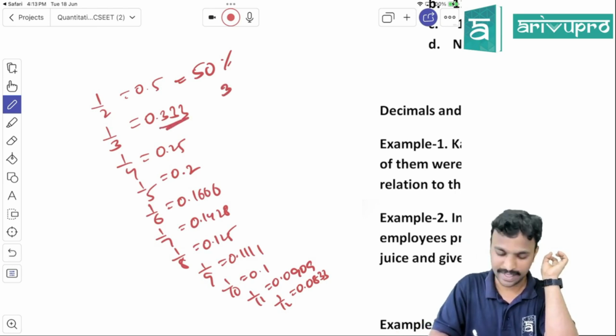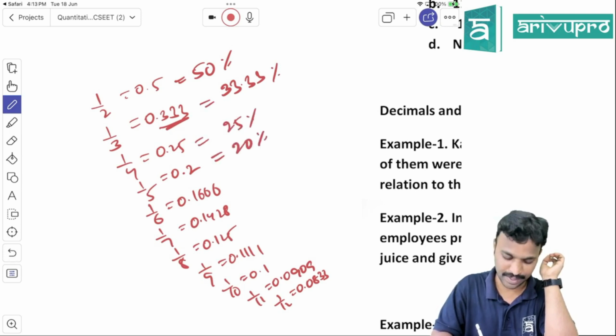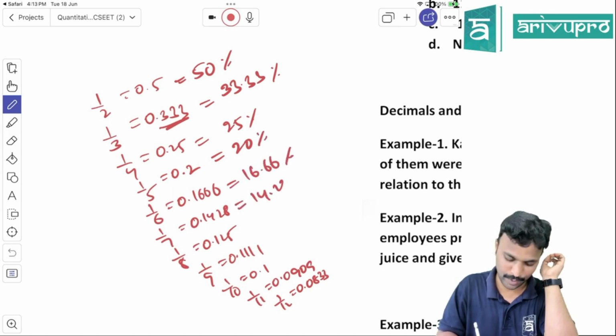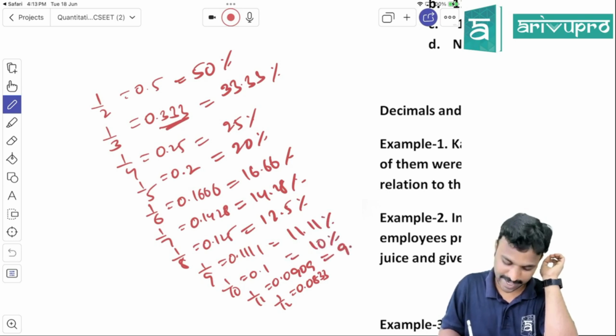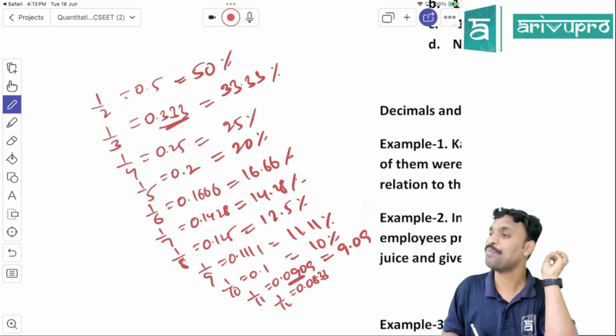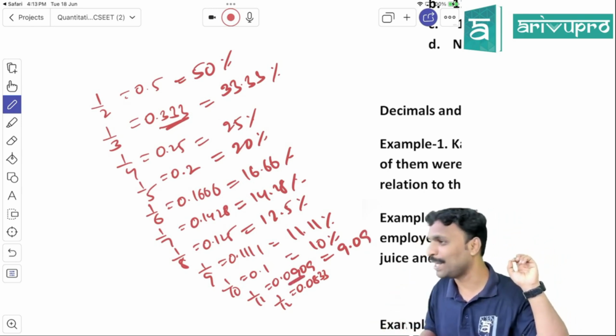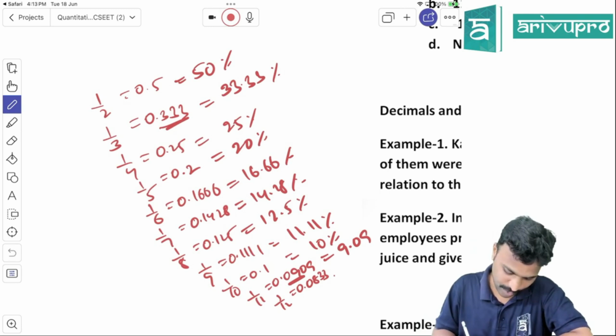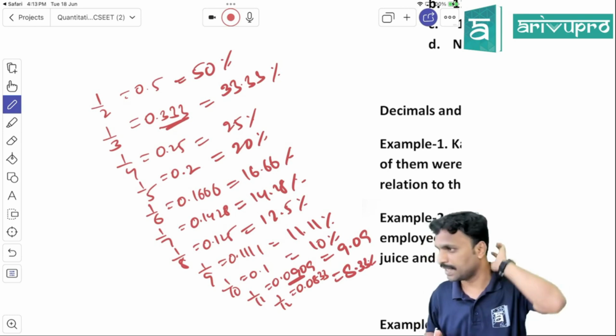0.333 means 33.33%. 0.25 means 25%. 0.2 means 20%. This is 16.66%. And how about this? 14.28%. How about this? 12.5%. How about this? 11.11%. How about this? 10%. How about this? 9.09. Why? Because after the decimal point there is a 0, so it is a 1-digit percentage. How about this? 8.33%. Again, this is a 1-digit percent.